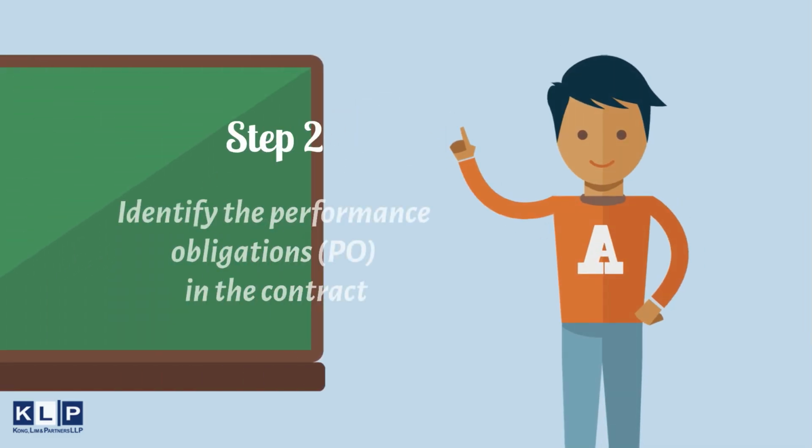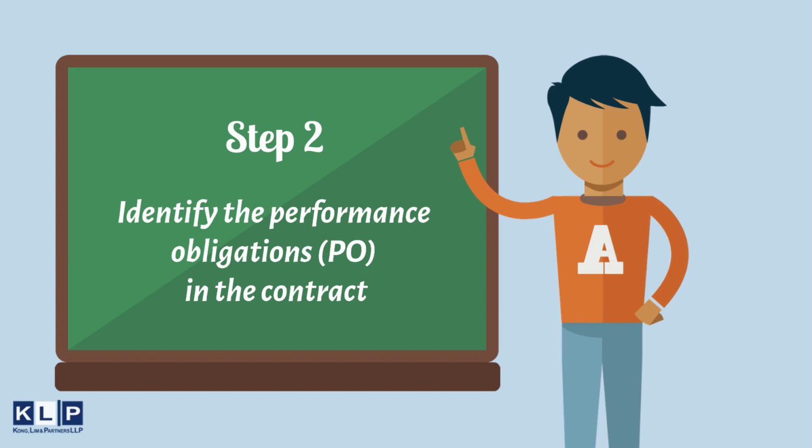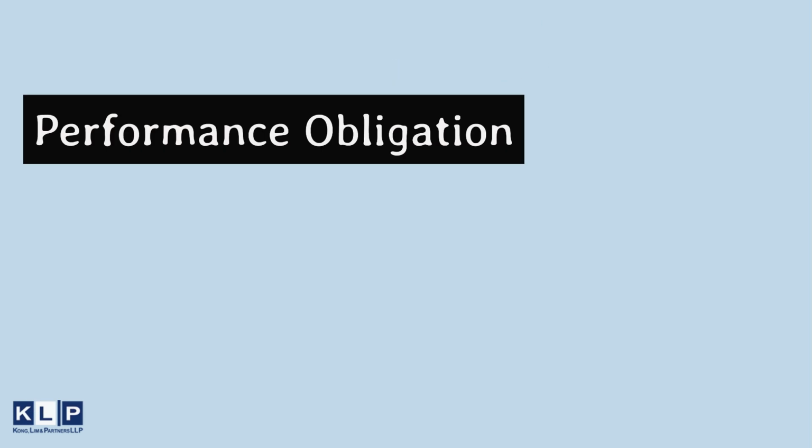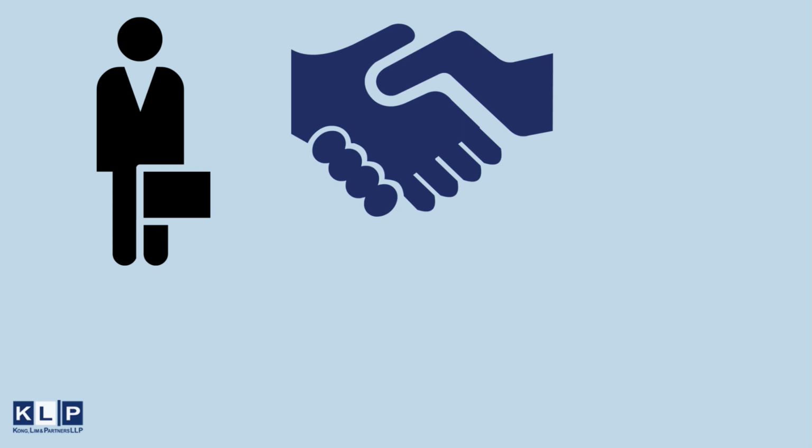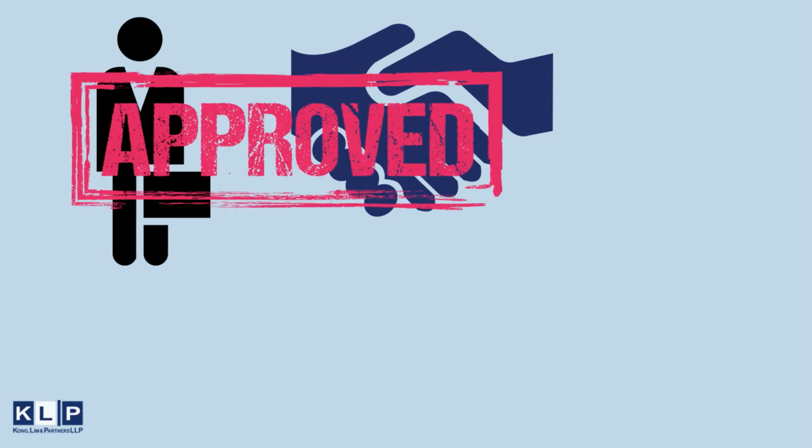Now, going back to the IFRS 15 5-step model to revenue recognition, we come to step 2, identifying the performance obligations in the contract. First, let's define what performance obligations are. A PO is a promise in a contract with a customer to carry out what the contract says.